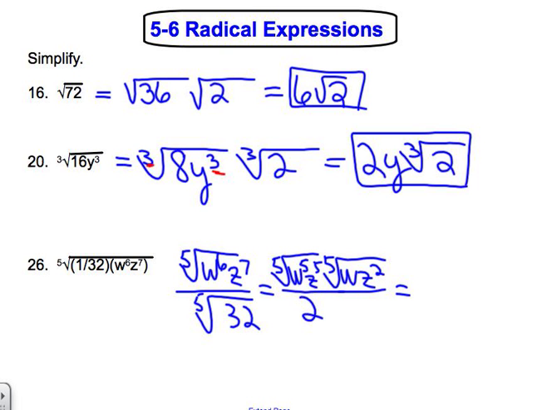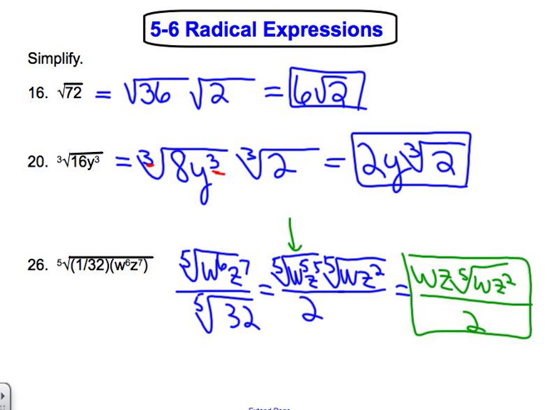The last part of this is take the perfect factors, the perfect fifths, and take the 5th root of them. The 5th root of w to the 5th is plain old w. 5th root of z to the 5th is z, times the 5th root of wz squared, all over 2. Then that is your final answer.